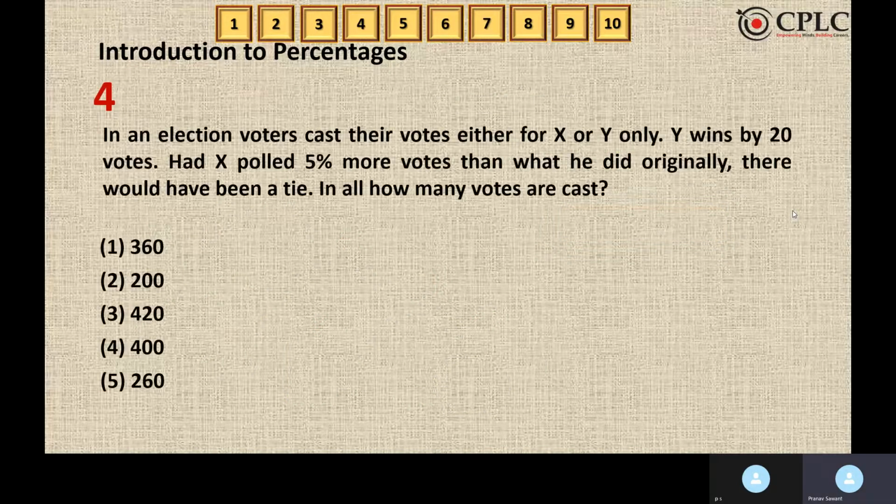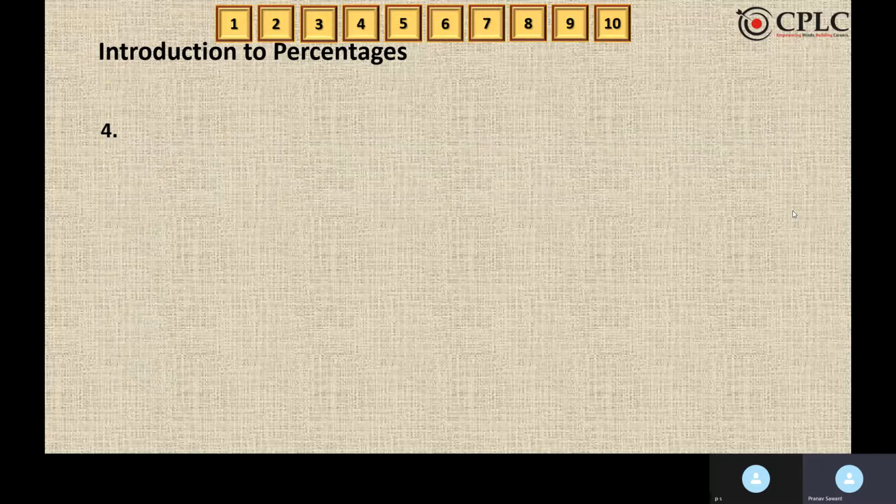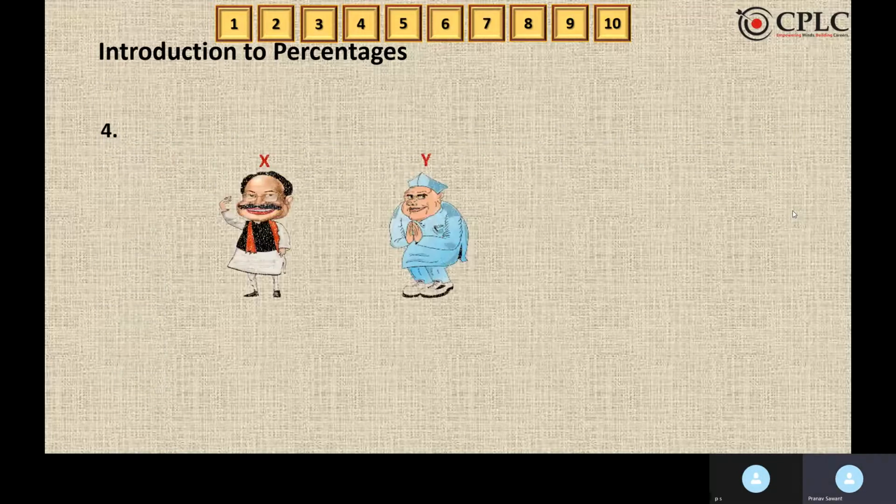In an election, voters cast their votes either for X or Y only. Y wins by 20 votes. Had X polled 5% more votes than what he did originally, there would have been a tie. In all, how many votes are cast? Let us assume that the number of votes of X be X. If X is X, Y would be X plus 20 because Y has got 20 more votes than X.